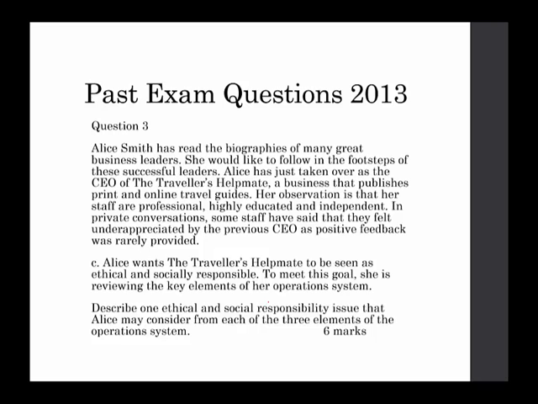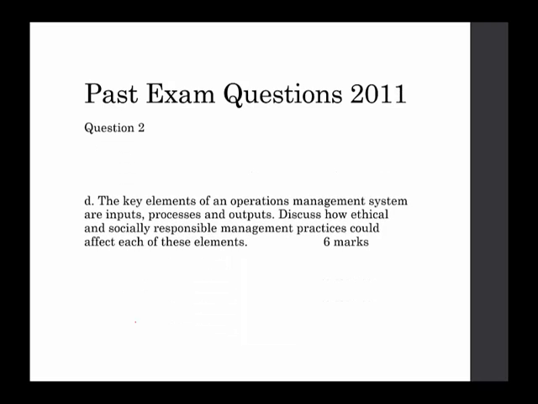We looked at this earlier, so I won't go into it again, but it applies the key elements across the social responsibility area. So you've got to know both, and you've got to be able to talk about inputs, processes and outputs in relation to how they can be ethical and socially responsible. In 2011, the key elements of an operation management system, they've even given you the key elements here. Discuss how these socially responsible management practices could affect each of these elements. This is very difficult, but again, it requires you to have an understanding of how being ethical and socially responsible may impact your inputs, processes and outputs.